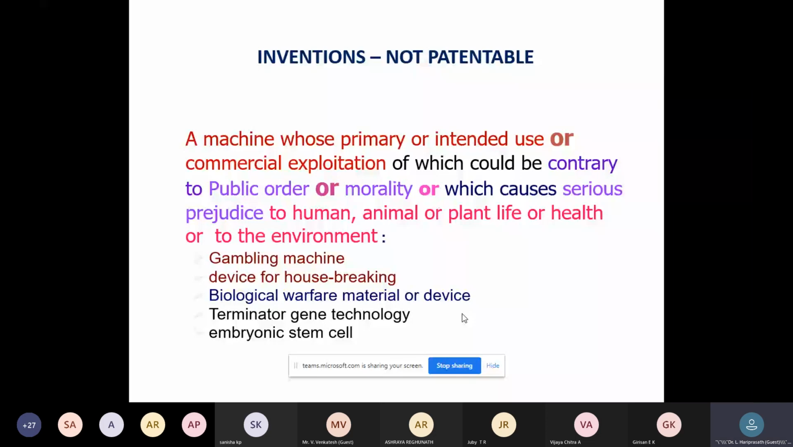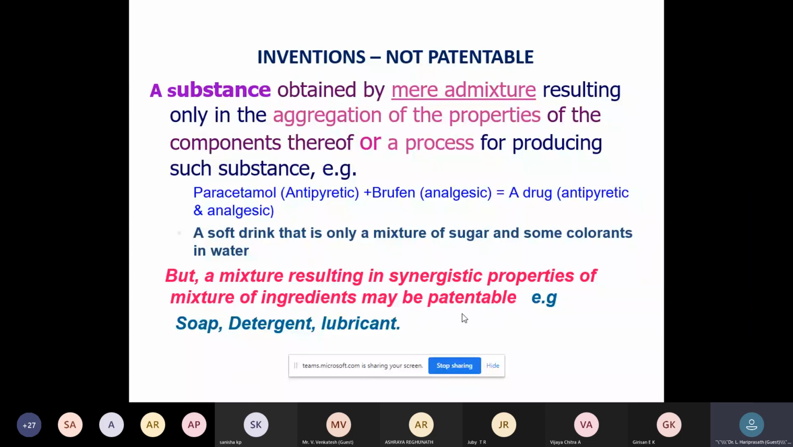And a mere admixture of any prior formulations. For example, two ingredients we could take, paracetamol and brufen. Paracetamol is an antipyretic, and brufen is an analgesic. So when we have a combination of these two, and I say that together they work extraordinarily compared to the individual ones, this is not an invention. Such just mixing of already existing products or materials is not patentable.